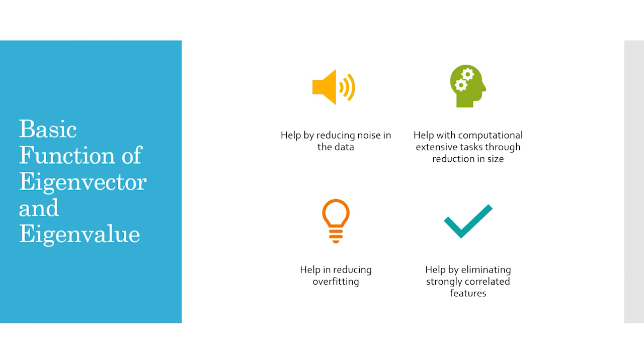Next, let's know the basic functions of eigenvector and eigenvalue. The first one, they help by reducing noise in the data. They also can help with computationally extensive tasks through reduction in size. The third one, they help in reducing overfitting. And the last one, they also help by eliminating strongly correlated features.